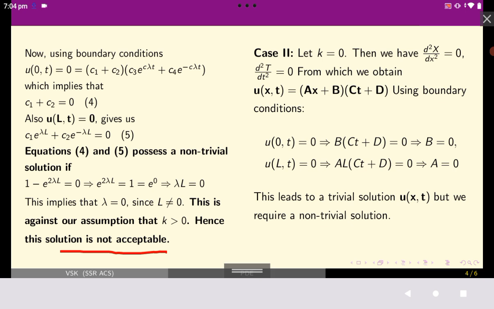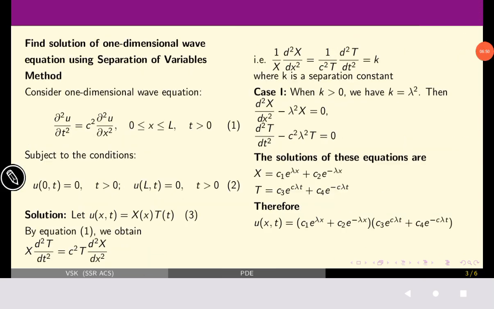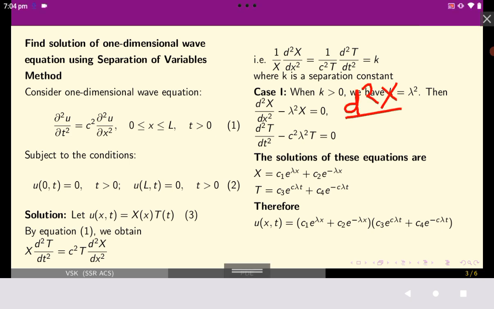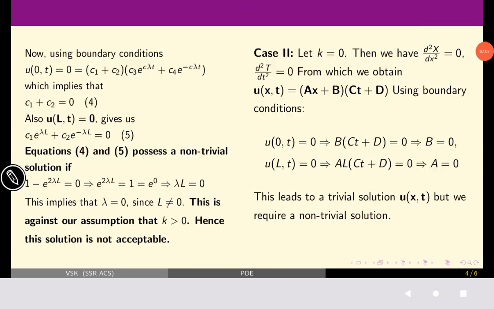Now take k is equal to 0. This is the second case. In this case, we'll get these two equations. How are we obtaining these two equations? Simply when lambda is equal to 0, from the first equation we get d2X by dx square is equal to 0, and from the other equation, this is equal to 0. So these two equations will be obtained, and you can easily solve them.